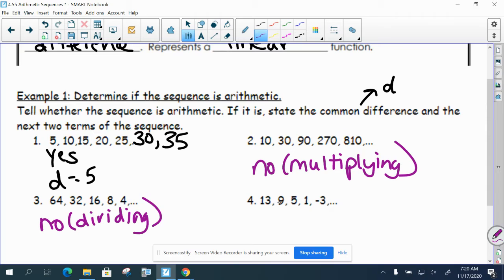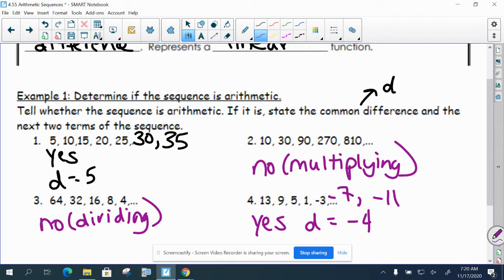Number 4, 13, 9, 5, 1, negative 3. This would be yes, and your common difference would be negative 4 because you're subtracting. And then the next terms would be negative 3 minus 4 is negative 7, minus 4 is negative 11. Right, so pretty easy so far.